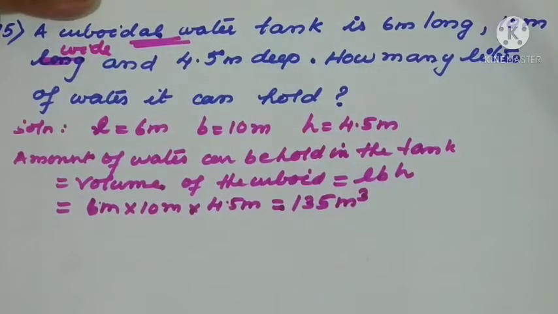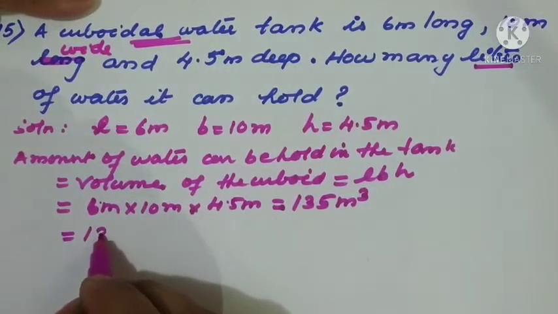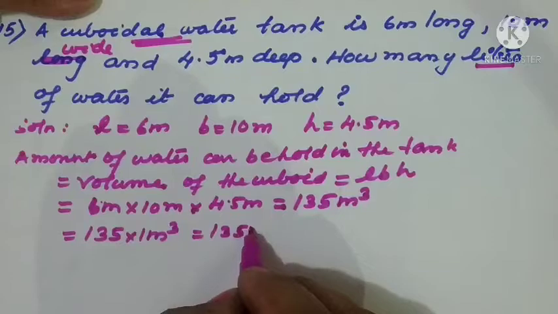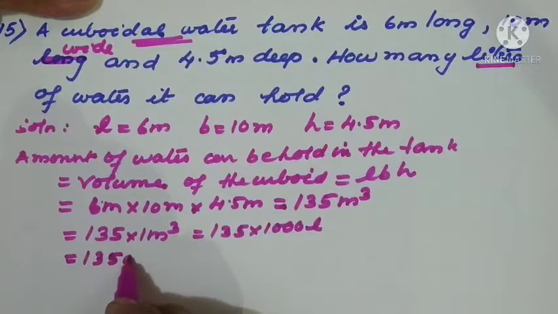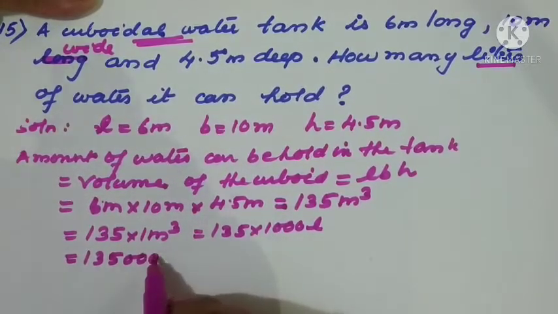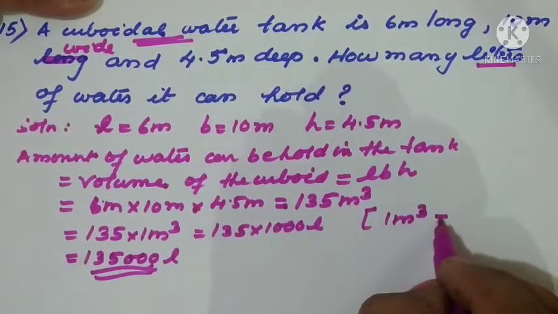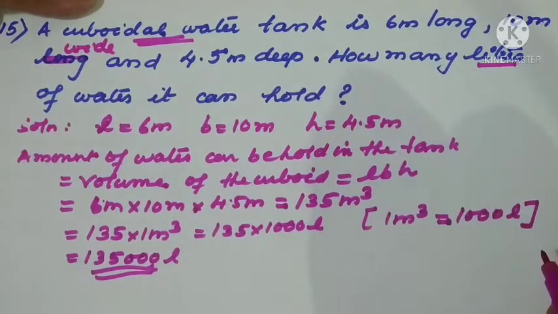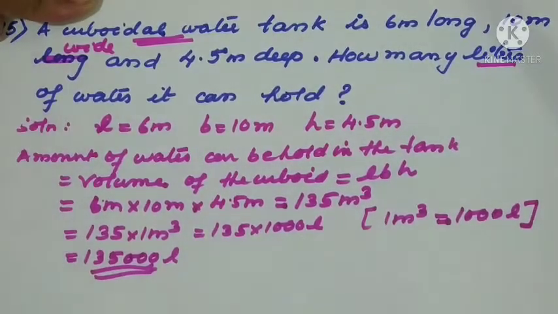Now we got it in meter cube only. How many liters is the question? So 135 into 1 meter cube, so 135 into 1000 liter. The answer is 135,000; into 1000 means 3 zeros will come, that is in liter. What is the conversion unit? 1 meter cube equals 1000 liter. Here we have calculated the volume, that is the capacity of the tank, nothing else. Just the conversion you have to learn here: 1 meter cube equals 1000 liter.